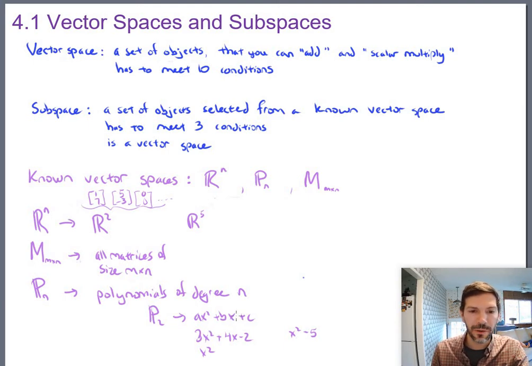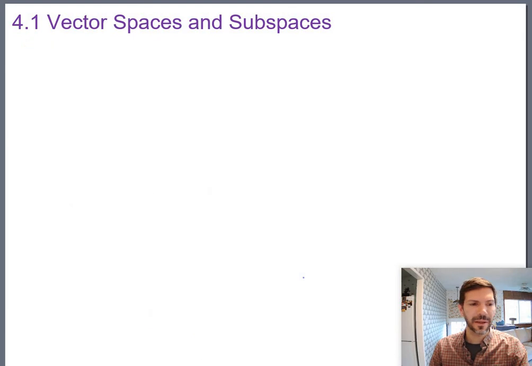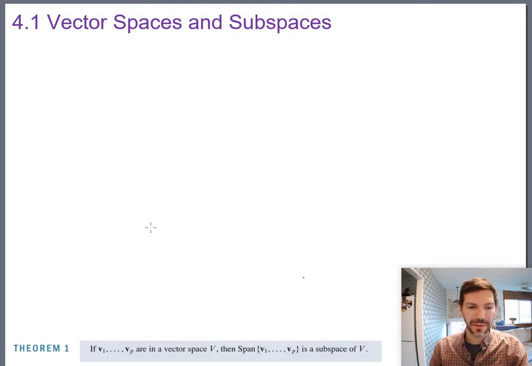So let's get one more theorem, and then let's look at some examples. We've got one more theorem that will give us one more tool about known vector spaces. So let's take a look at that. This is Theorem 1. It says if you've got some vectors that are from a known vector space, then their span is a subspace and therefore a vector space. Right. So let's get an idea about that.